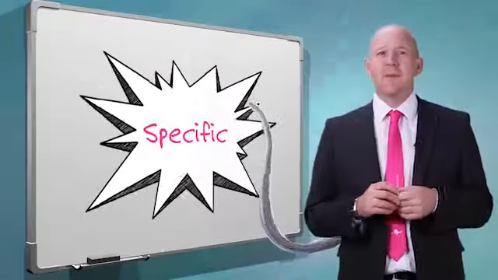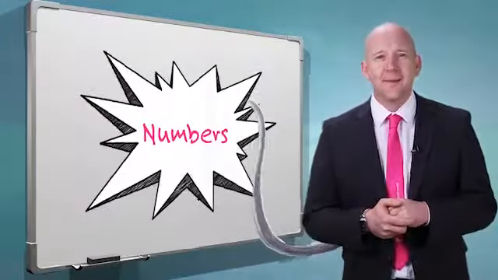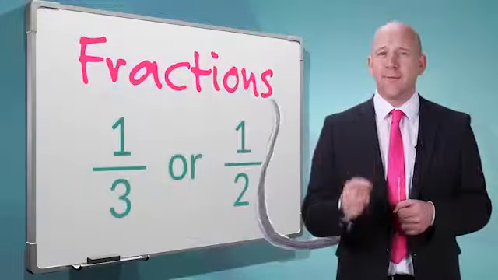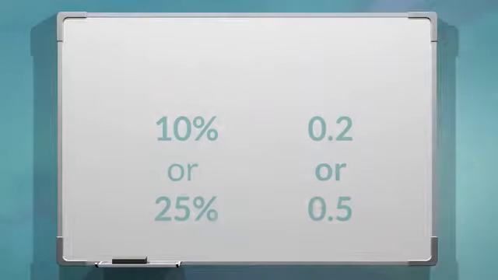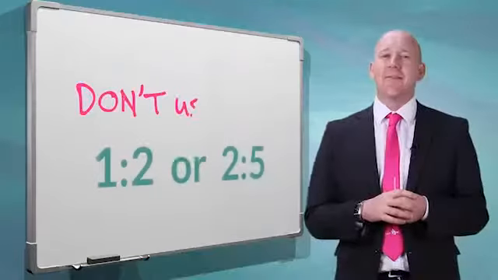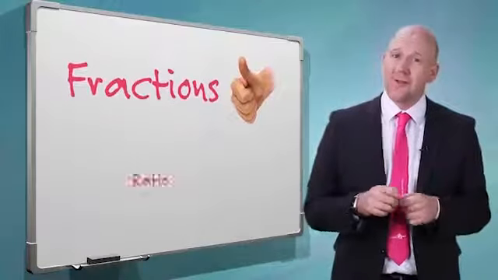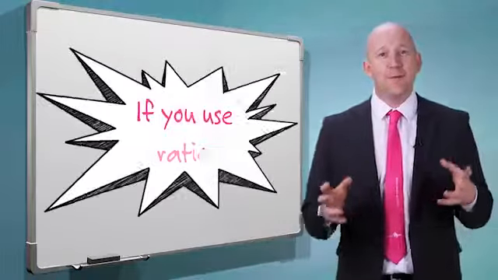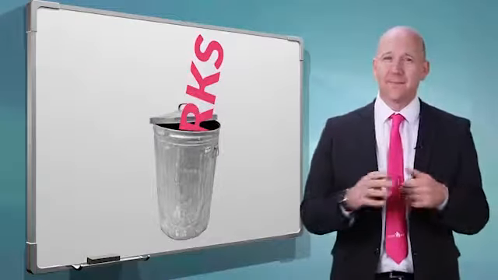But if we want to be more specific when describing the chance, we can use good old numbers instead. The most common form is to use a fraction, but it's also okay to use percentages or decimals. But please, please, please never ever use a ratio. No, fraction good, ratio bad. If you use ratio, you'll be doing this to your marks.